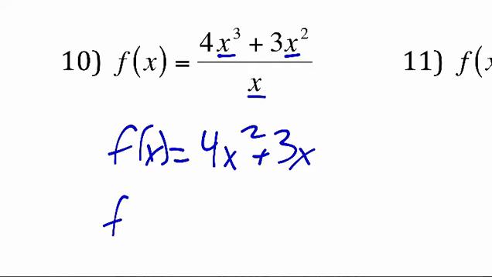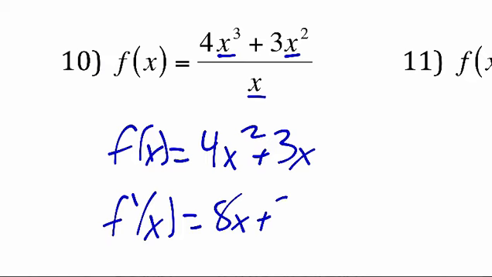So now f prime of x, we'll just go through and do the derivative of that. 4 times 2 is 8. Take away 1 from the exponent, so it's just 8x to the first. 3 times 1 is just 3. x to the 0, we'll just leave it as plus 3.